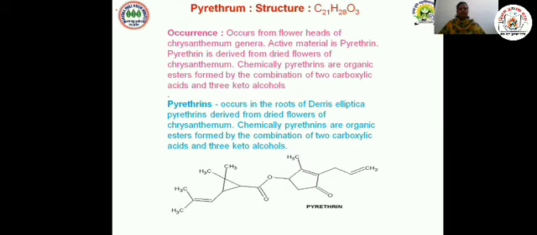This is the structure of nicotine. Draw the structure of nicotine. Next is the pyrethrum. This is also a plant originated insecticide. C21H28O3, occurs in the flower heads of the Chrysanthemum genus. Active material is the pyrethrin. Pyrethrin is derived from the dried flowers of the chrysanthemum. Chemically, pyrethrins are organic esters formed by the combination of a carboxylic acid and a keto alcohol. The structure of the pyrethrin is given below. This is about the pyrethrum.